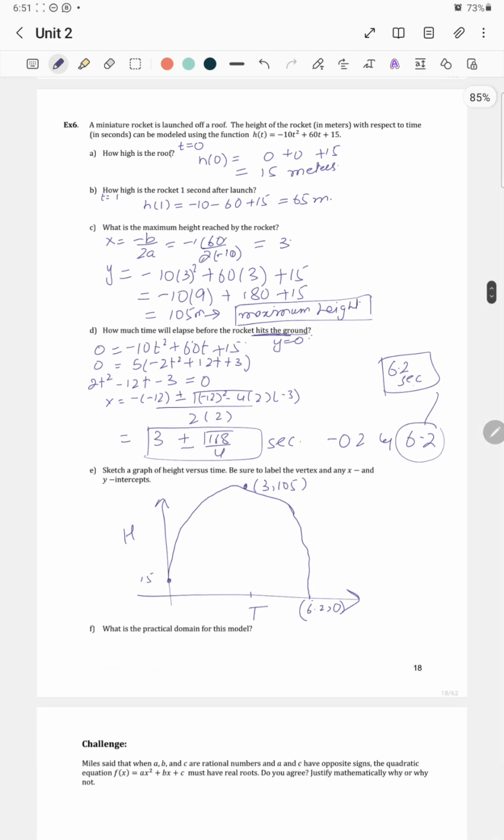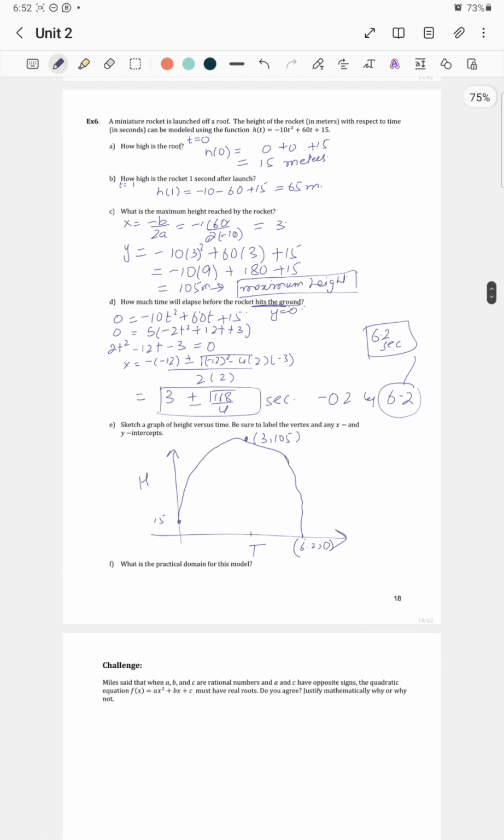So try to understand it. How much time will elapse before the rocket hits the ground? It hits the ground means y is going to be 0, and we will find the value of x. Hit the ground, y is going to be 0, not height. And when it's maximum height, we will find the value of the maximum height.